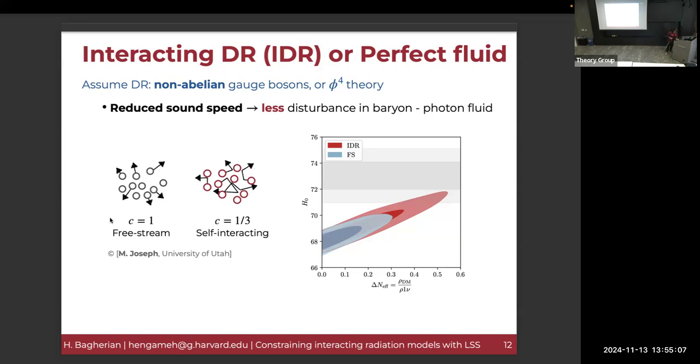And then you can see that when I have interacting dark radiation, because the sound speed is lower, I'm disturbing the baryon photon plasma a little bit less. So all those effects we talked about, the damping and the shifting, are mitigated a little bit. So I'm allowed to go closer, but I'm still not exactly quite there yet.